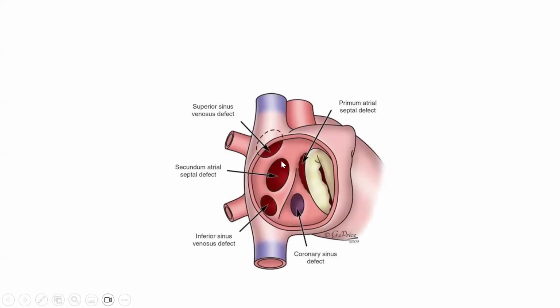So this is just an illustration of what I have said. SVC, IVC. So at the junction of the SVC to the right atrium, we have the superior sinus venosus. At the junction of the IVC to the right atrium, we have the inferior sinus venosus. At the upper part of the septum, this whole area is the septum, okay, which has been opened up. That will be the secundum ASD. Closer to the tricuspid valve, which is here, will be the primum ASD. And then around the area of the coronary sinus, which empties into the right atrium, you have the coronary sinus defect.